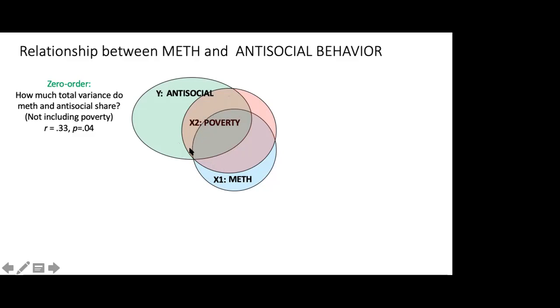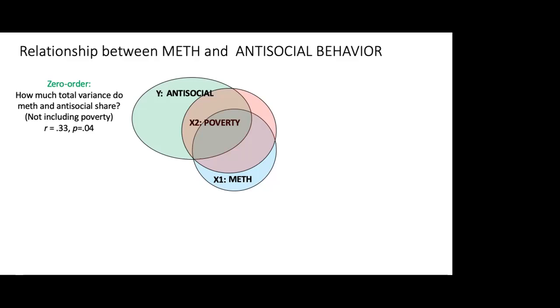So that means that there is no unique relationship between antisocial behavior and drug use that is not also shared by poverty. That does not mean, so be cautious, it does not imply a causal influence here. That is just correlational. It's about unique variance. That doesn't mean that poverty is a causal factor here. That's a completely different question.